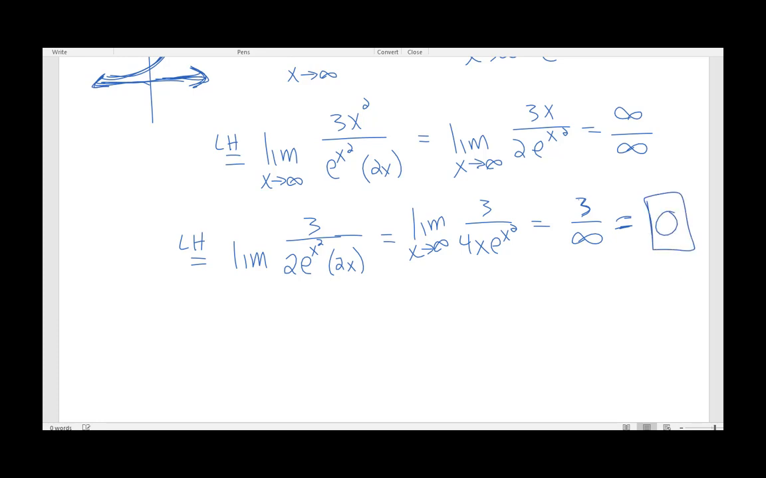And there's our limit. So when we have a product, and it's an indeterminate form of a 0 times an infinity, then we need to rewrite that product as a quotient, and then we can apply L'Hospital's Rule.